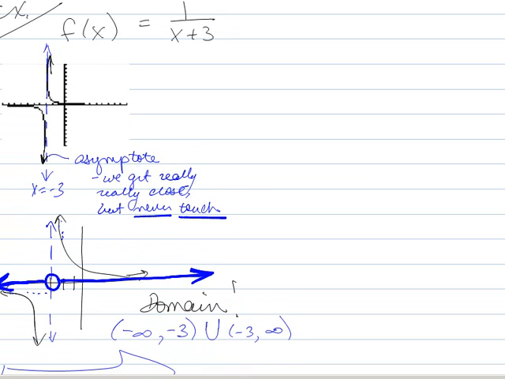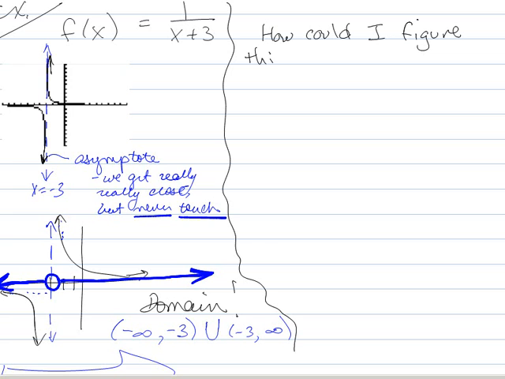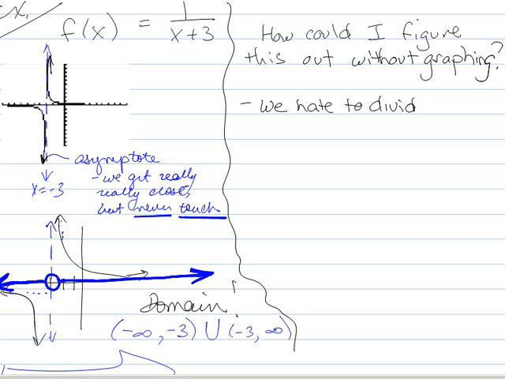All right. Now the question is, how could I figure this out without graphing? I can't spell. So think about this. How could I figure this out without actually graphing it? Theories? Ideas? Well, what do we hate to do? What do we hate to divide by? We hate to divide by 0, right? We hate to divide by 0.